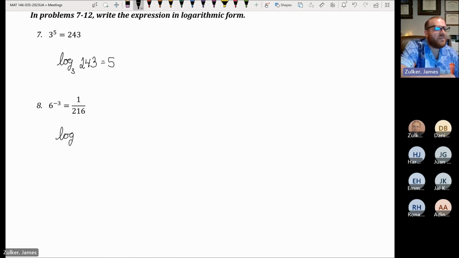What is our base? Yes, it's base 6. What are we taking the log of? And then that has to equal -3.